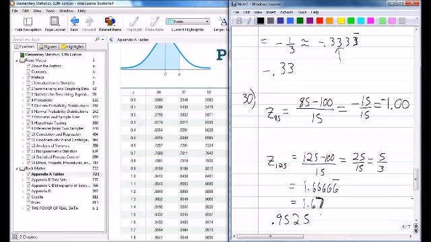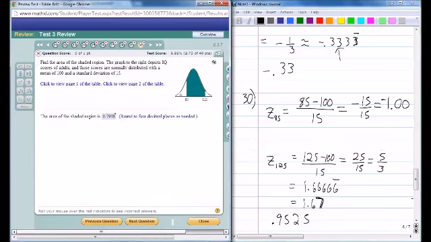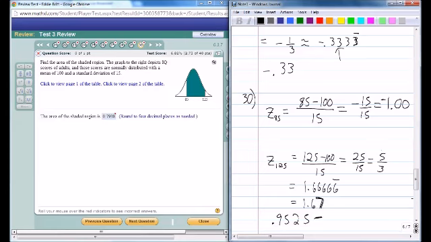Alright, let me show you again what that would be. That would be all this right here that's not shaded, and all this that's shaded up to that point is 0.9525. Now I want to look for this area right here in the z-score chart and subtract that, and that'll give me the area between the two. Alright, so that's minus, I'll find the area for 85. We found a z-score of negative 1.00.